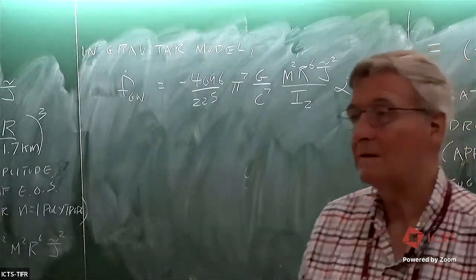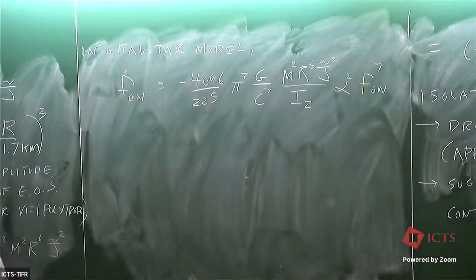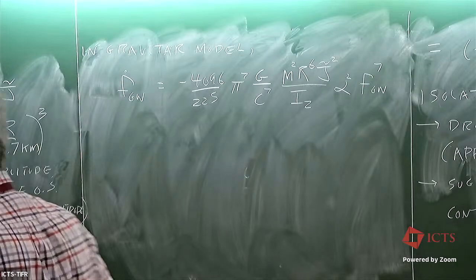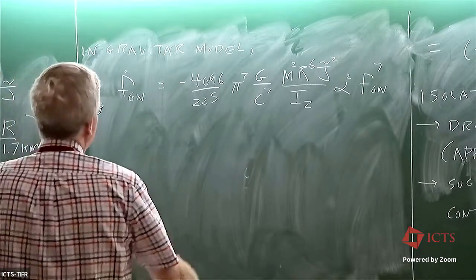Remember, there's a 5th power for the mass quadrupole radiation, giving us a braking index of 5. Here we're getting a braking index of 7.